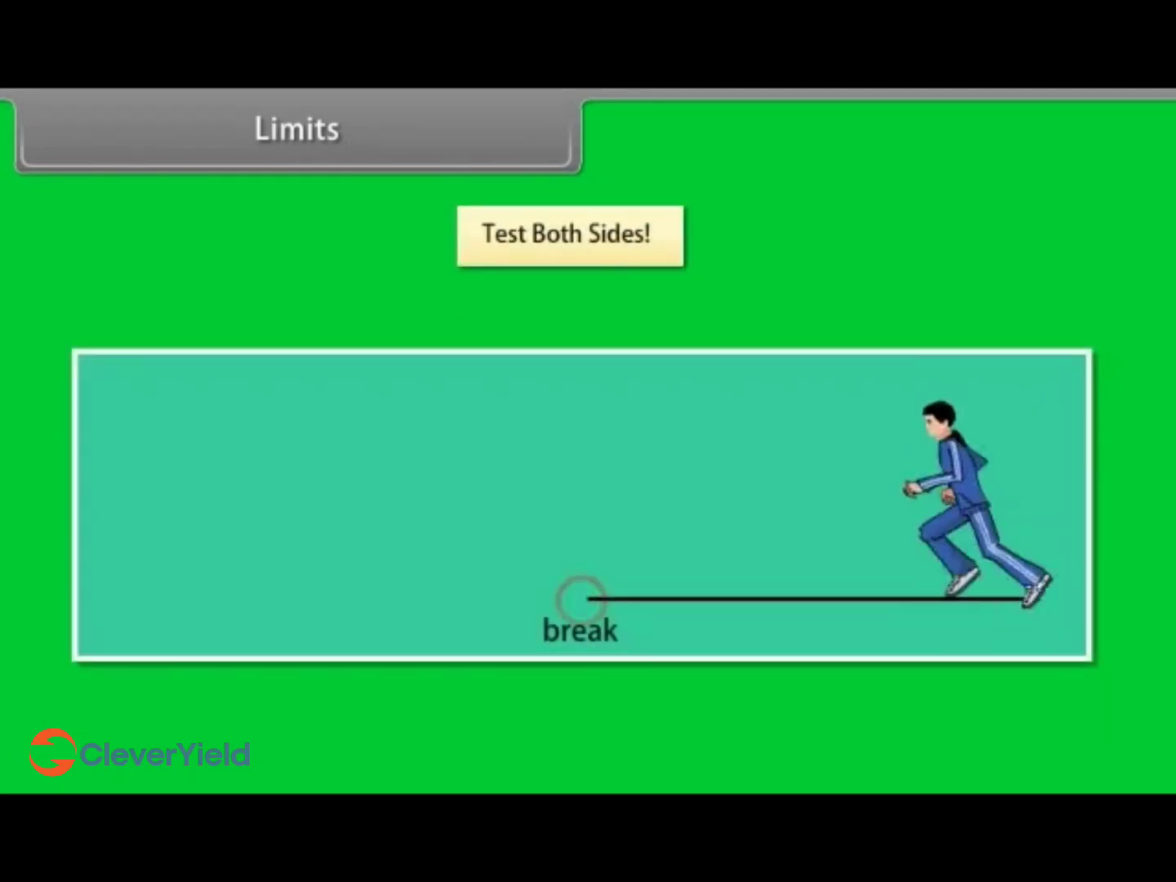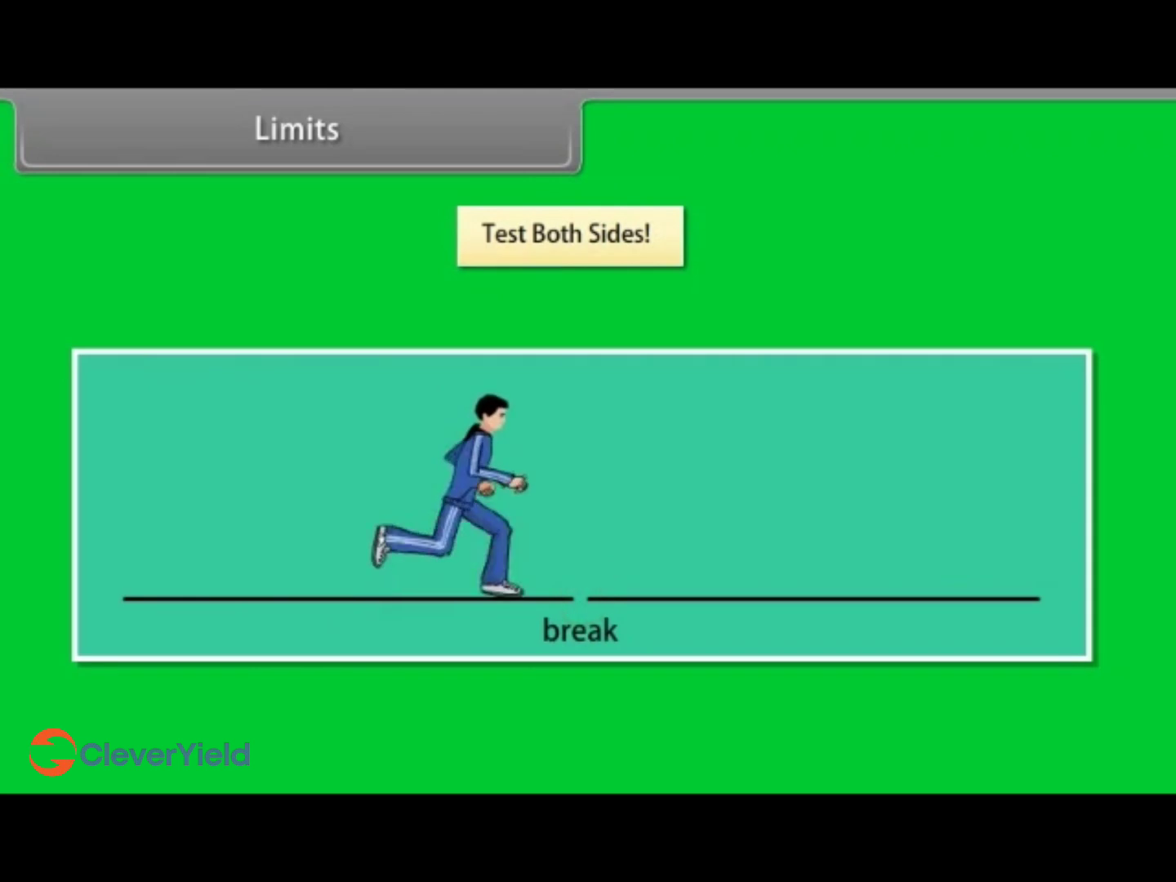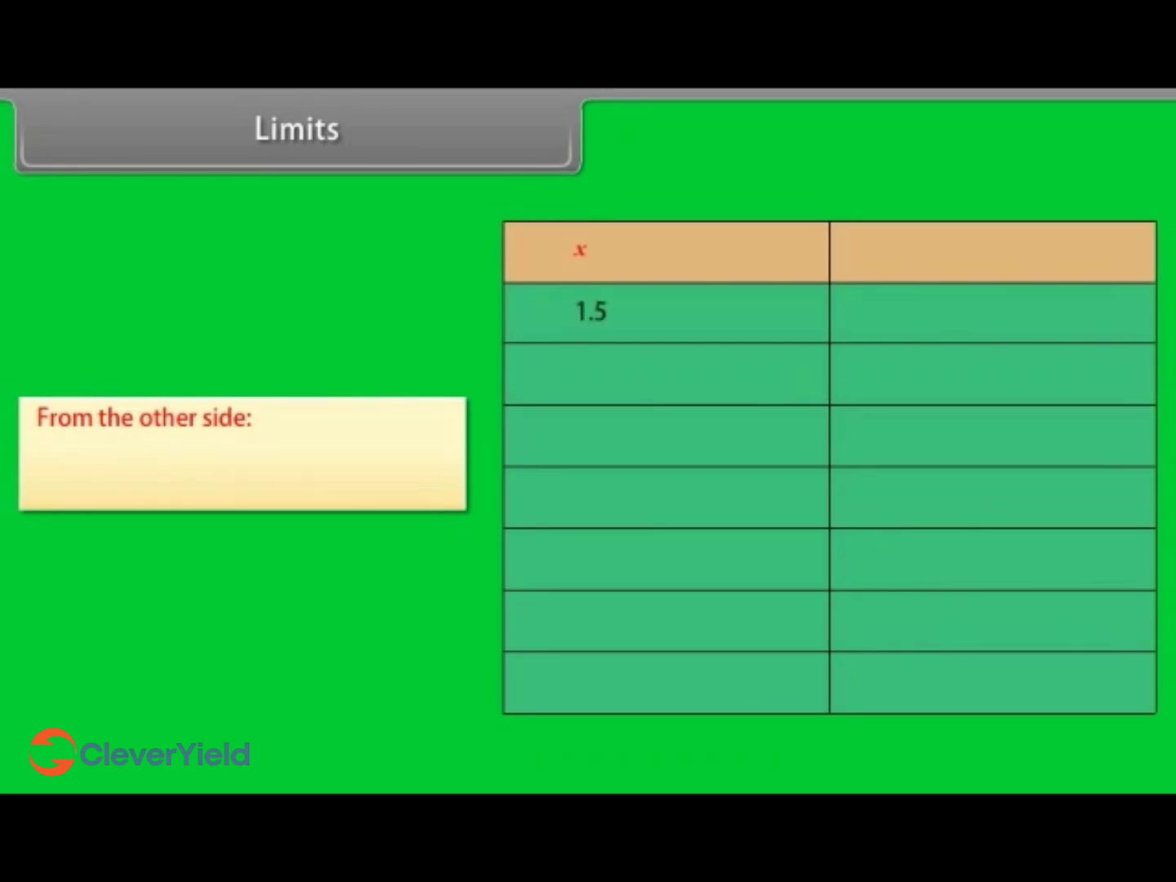Limits. Test both sides. It is like running on a path and suddenly you find a break in the path. Let's try from the other side. For x is equal to 1.5, the value of the function is 2.50000. For x is equal to 1.1, the value of the function is 2.10000. For x is equal to 1.01, the value is 2.01000. For x is equal to 1.001, the value is 2.00100.